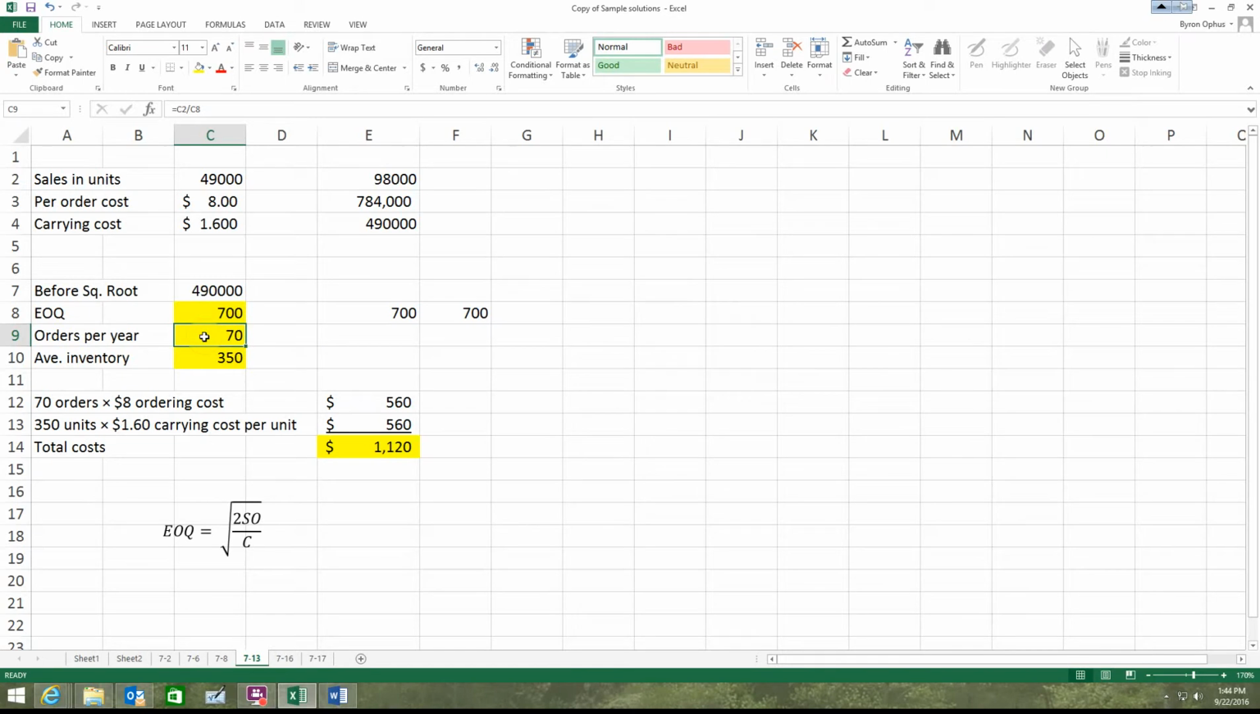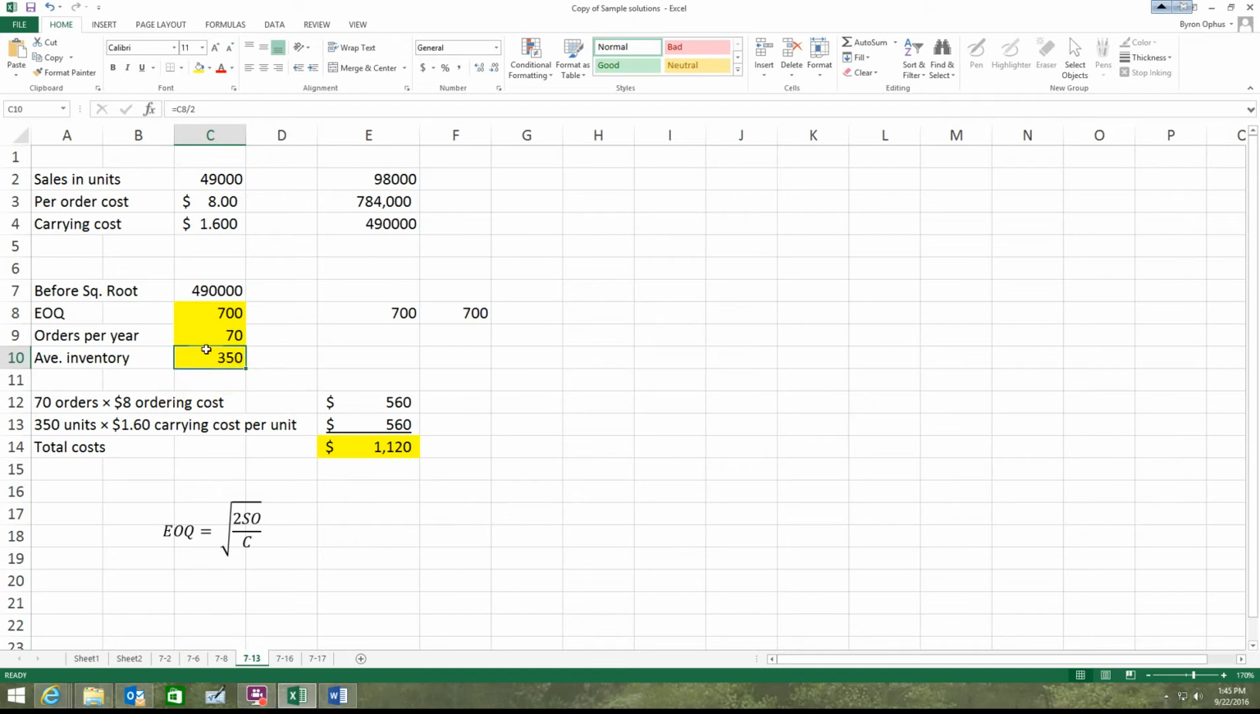Okay, so then it says, well, how many orders per year will I be making? Well, our economic ordering quantity is 700, right? But I'm going to sell 49,000. So this is the most economical size order that I want to do, and this is how many I'm going to need throughout the year. So how many orders per year? It's just going to be equal to my sales in units divided by my economic order quantity, right? 70.